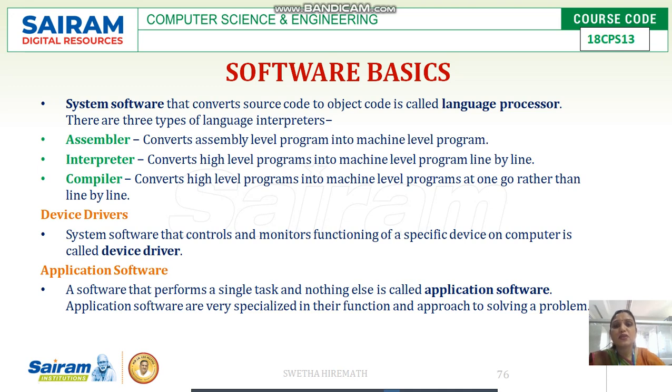The assembler converts the assembly level program into the machine level program. The interpreter converts the high level programs into the machine level program line by line, whereas the compiler takes the whole program and converts it into the machine understandable language, and it gives the errors. Next, moving to the device driver: a system software that controls and monitors the functioning of a specific device on a computer is called a device driver.